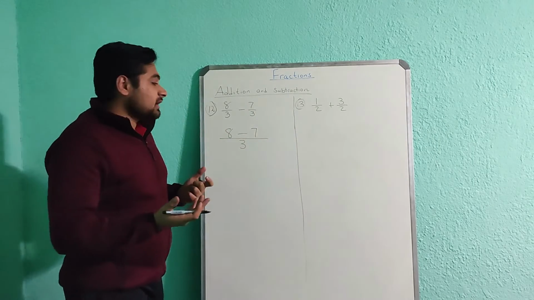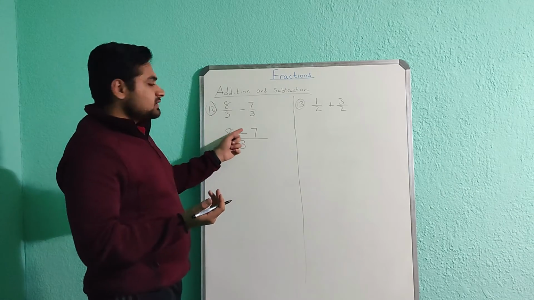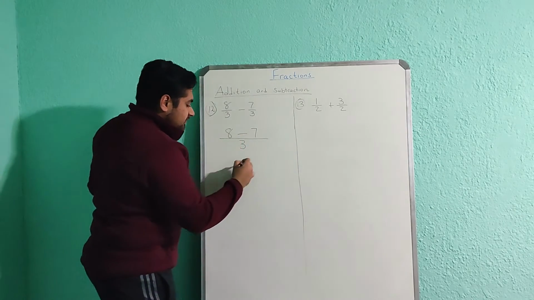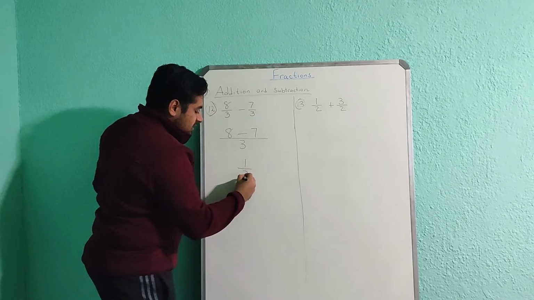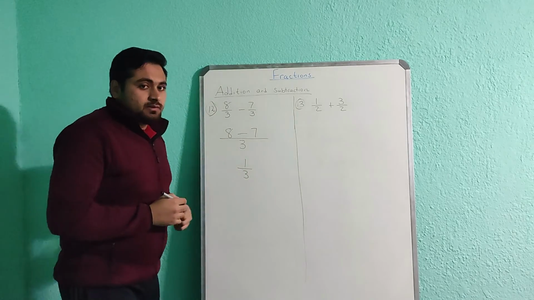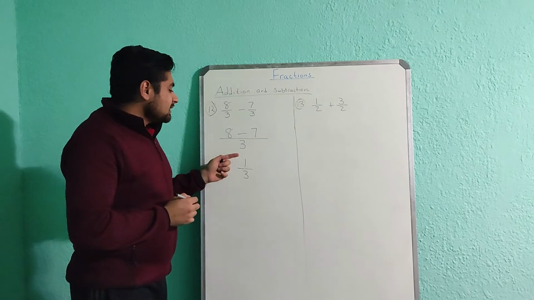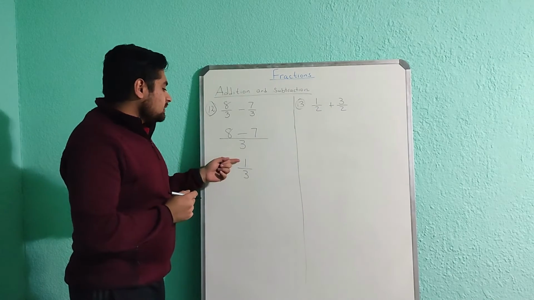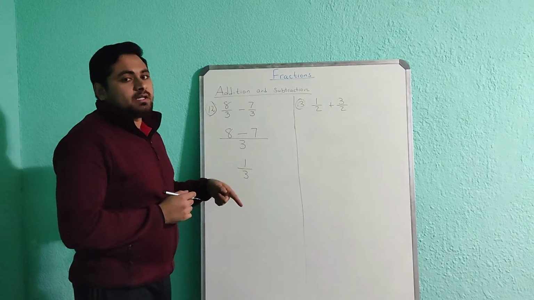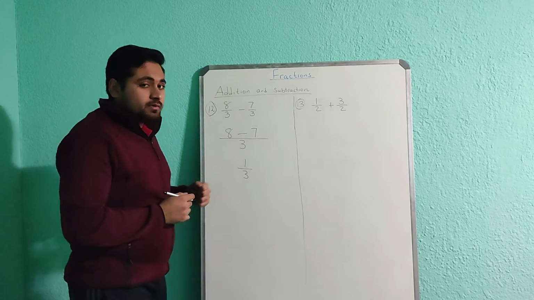Now we simply perform the calculation. So we subtract 7 from 8. So 8 minus 7 is 1 over 3. This is our answer, and it's in the simplest form because 1 is the greatest divisor here. We cannot divide by anything greater than 1 here, right? Therefore our answer is 1 over 3.